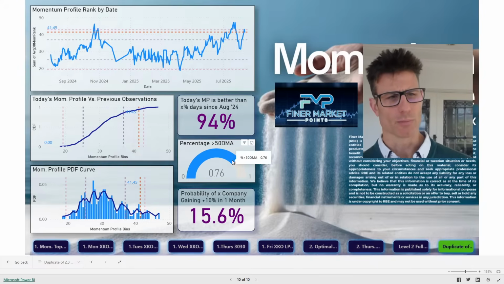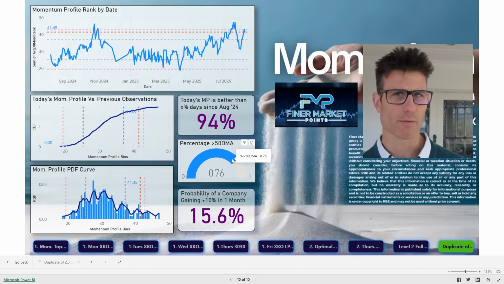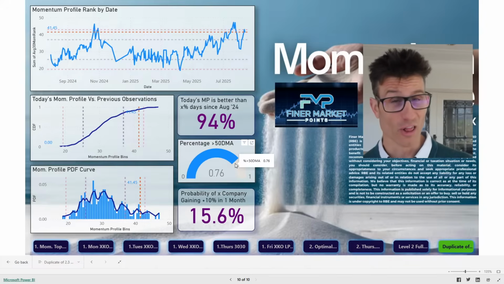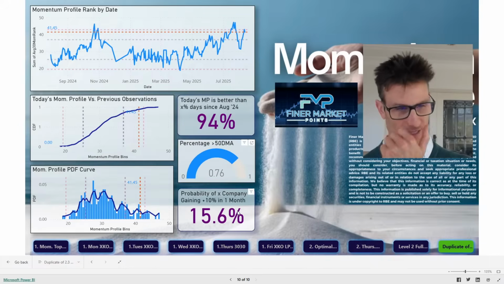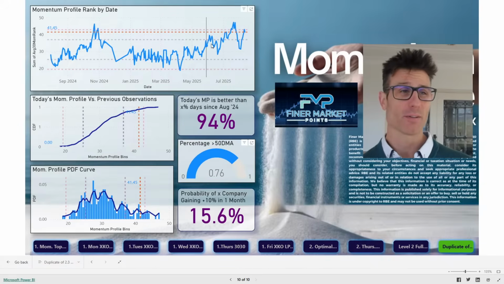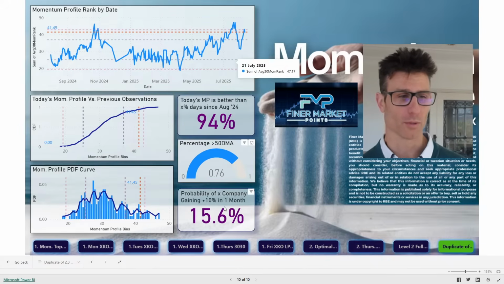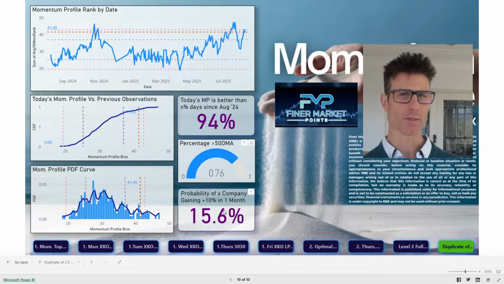So we add these together, the momentum profile that you know and have heard about and used, the breadth, the number of companies greater than their 50-day moving average, plus a lot of other measures that we have. We identify the probability of a company going up X%. Now, as of the close on the 12th of August, if we looked at 100 companies, there was a fair chance that we'd find 15 or 16% of them at random that would go up 10% within the next month.